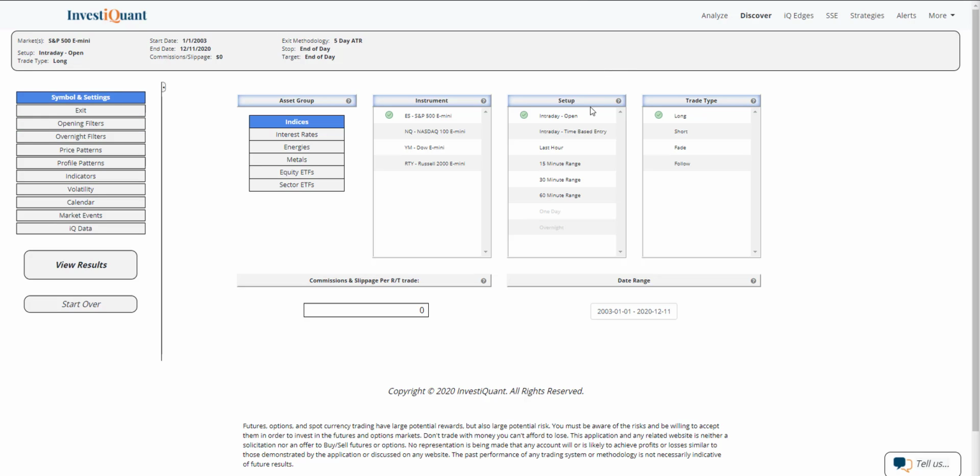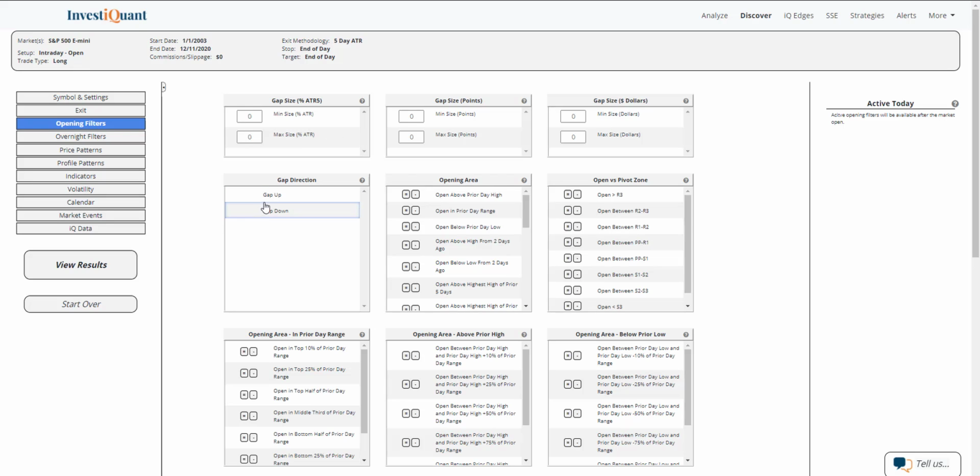The setup is going to be based upon entering the market at the open as a long. The exit will be getting out of the market at 4:15 p.m. Eastern Time. The opening filter we're going to use for this is gapping down. I'm not going to put anything more specific than that. I'm just going to do opening below the prior day close.